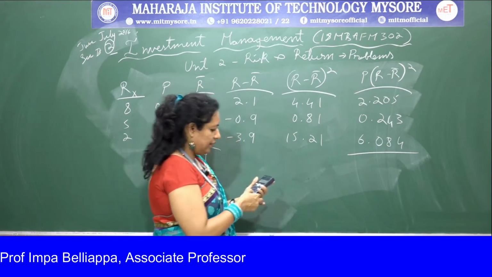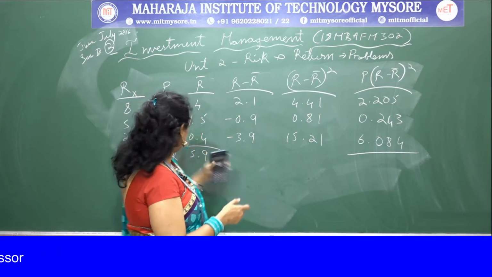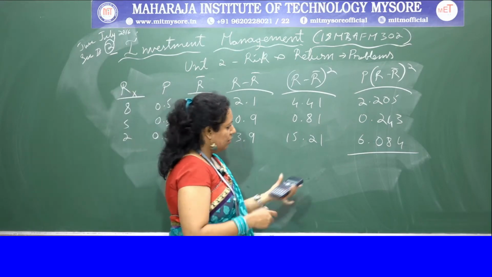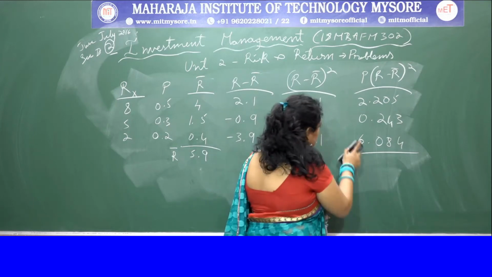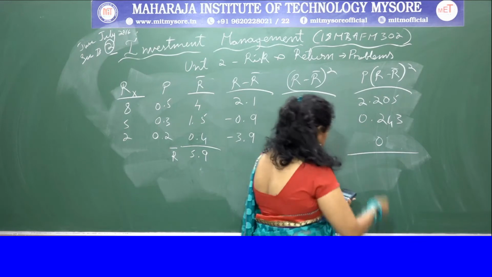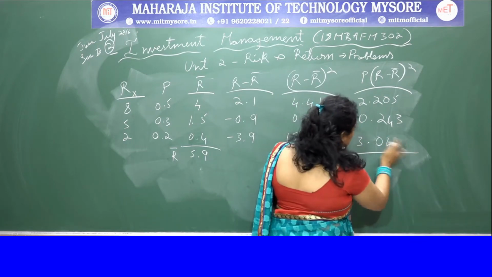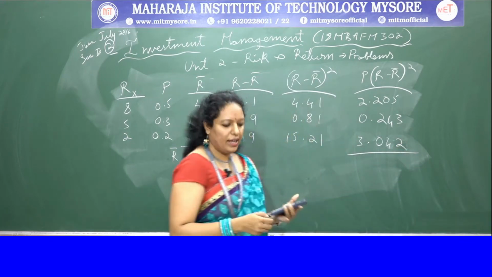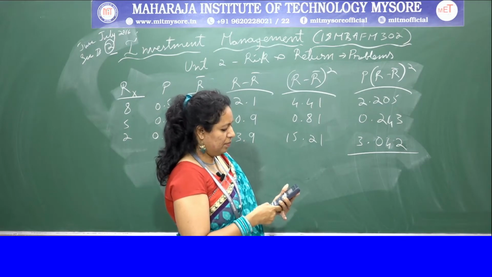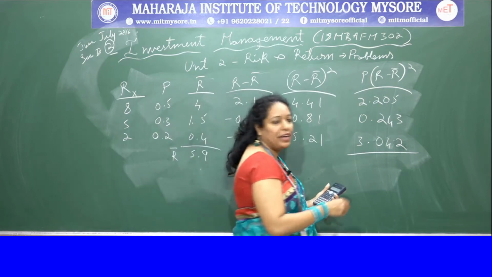Oh, sorry, 1 minute. I've done 15.21 into the probability 0.2. Sorry, I have taken 0.4, I guess. Sorry. So it is 3.042. Okay, so let's add on 0.243 plus 2.205. So we get 5.49.